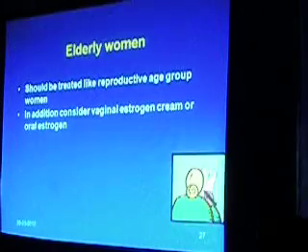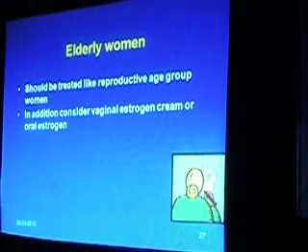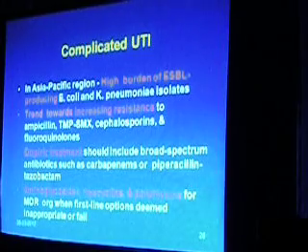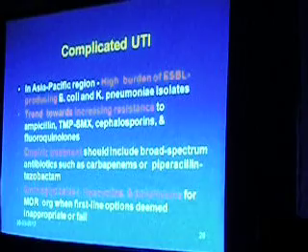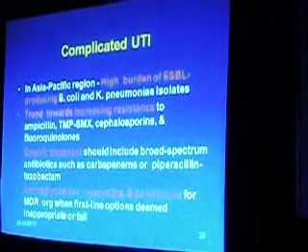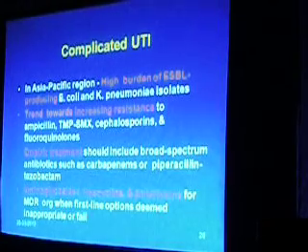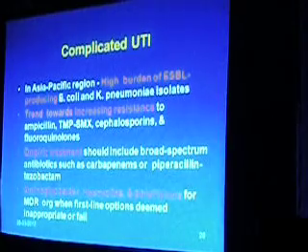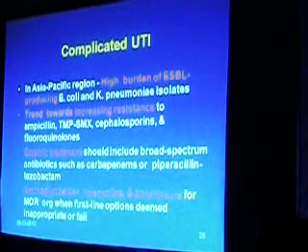Next slide. In elderly women, in addition to this, you need to add vaginal estrogen cream or oral estrogen supplementation. Next slide. In complicated UTI, we all know there is a high burden of ESBL producing E. coli and other gram-negative pathogens in India. And there is more and more trend towards increased resistance. So the empiric treatment in complicated UTI includes either carbapenem or piperacillin tazobactam, and the second choice being aminoglycoside, tigecycline and polymyxin. And again, the duration of treatment of complicated UTI is 2 weeks.